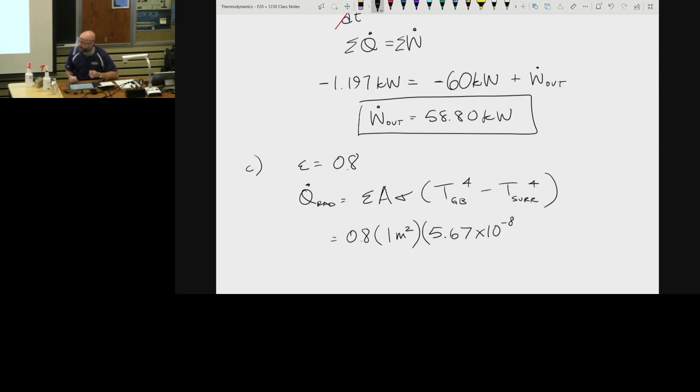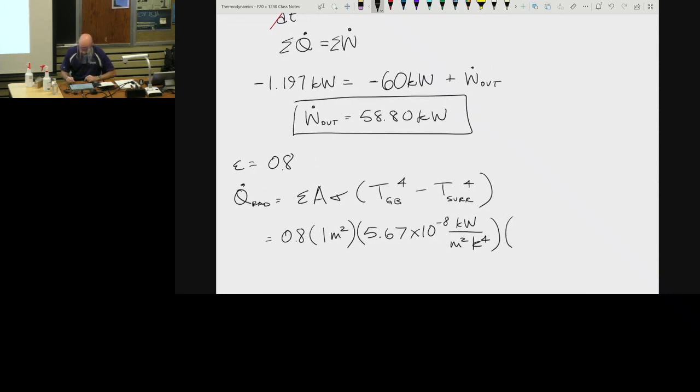Easy to remember in my mind: 5, 6, 7, 8. Negative 8 here. And this is going to be kilowatts per meter squared Kelvin to the fourth. And then I'm going to put in the temperature of my gearbox, which was 27 degrees Celsius. I know I have to put it in absolute, which is going to be 300 to the fourth. The temperature of the surroundings, I have to put in Kelvin, which is 293 to the fourth, and this is going to be Kelvin to the fourth. And again, our units are going to cancel out and give us kilowatts, which is what we need.